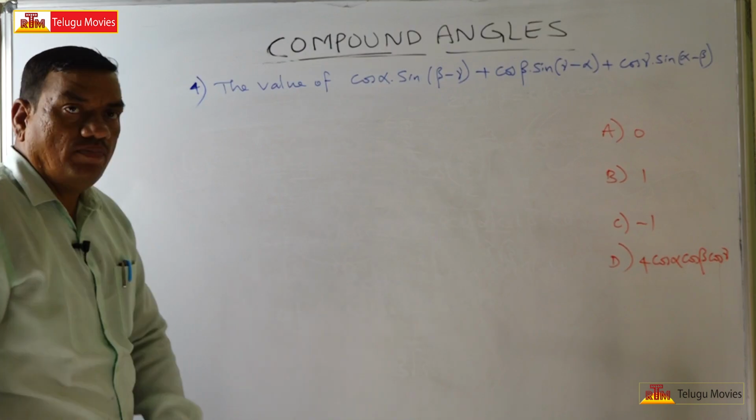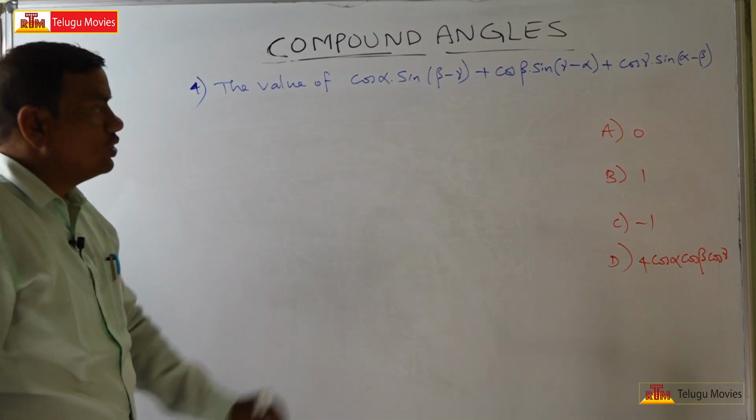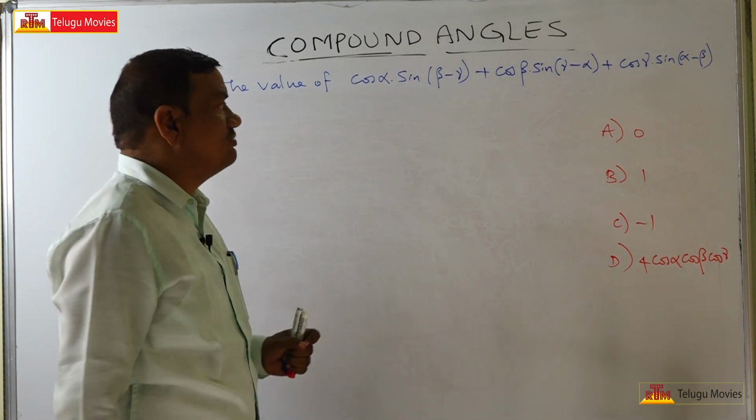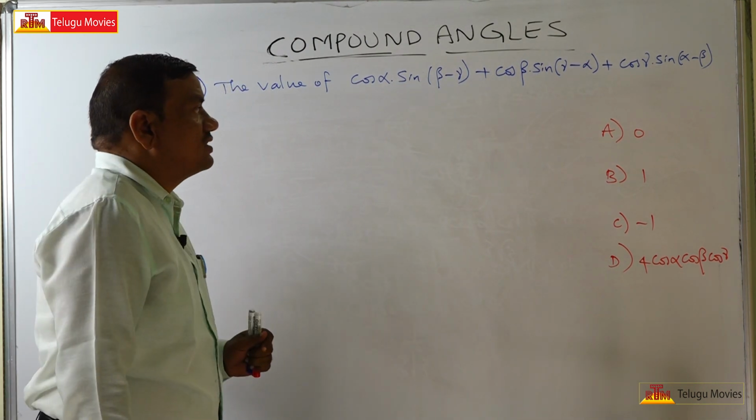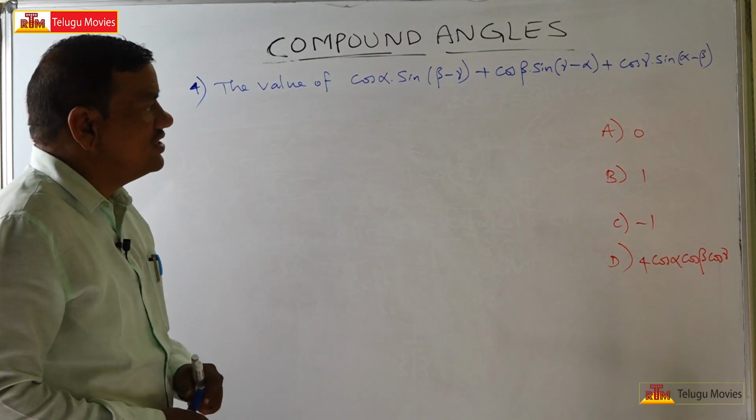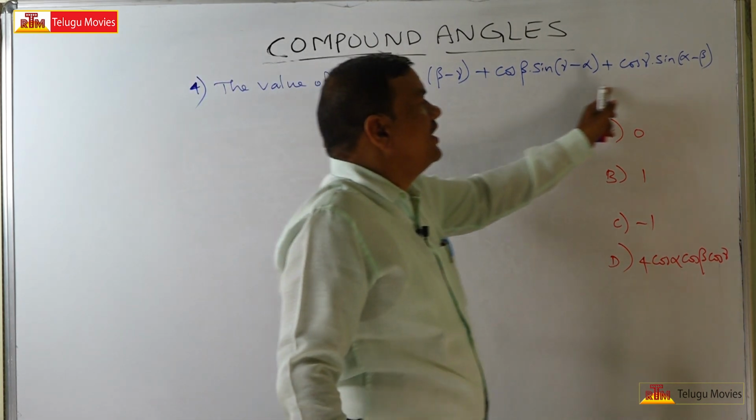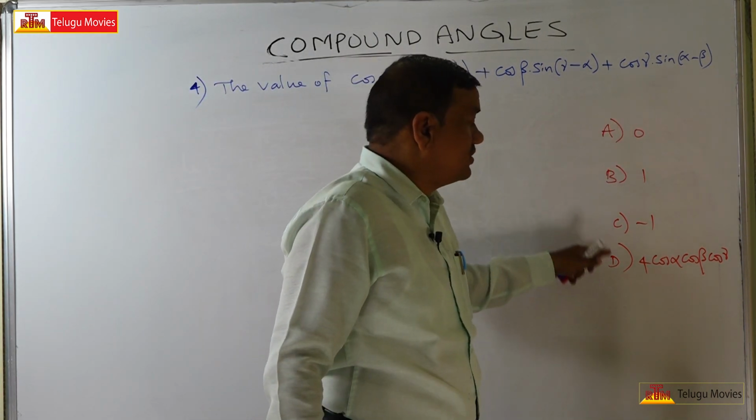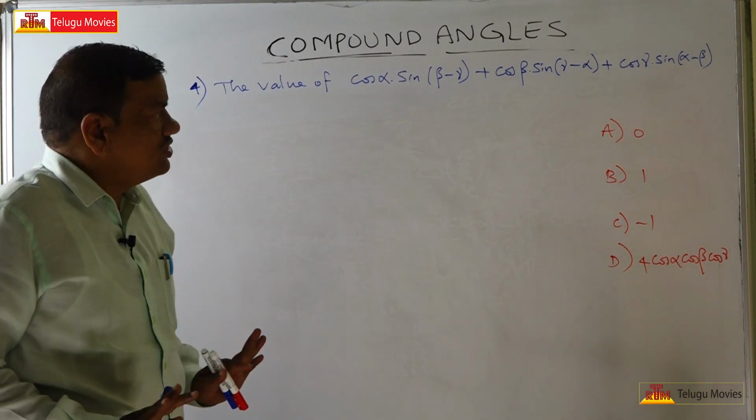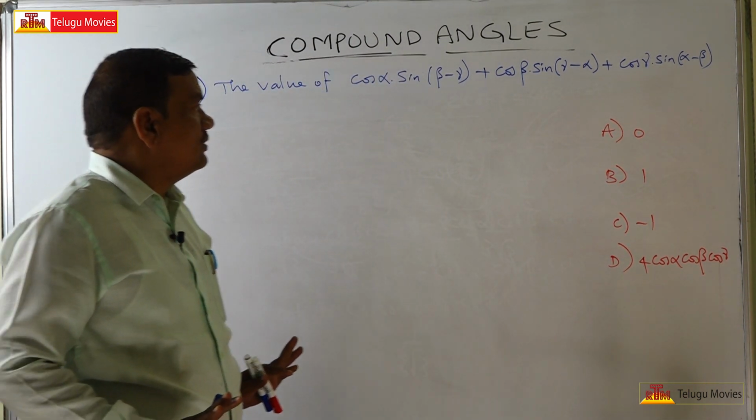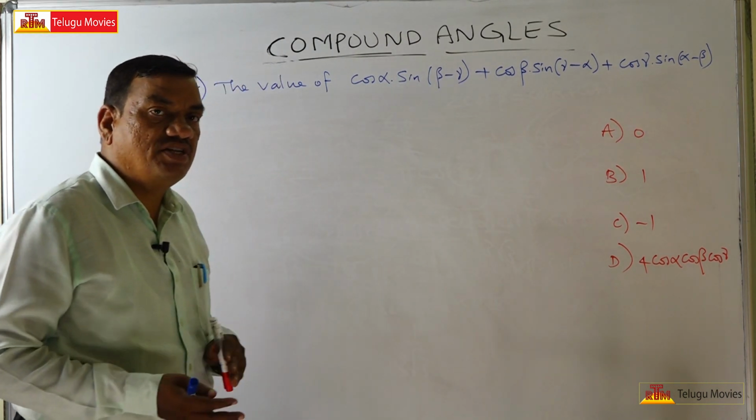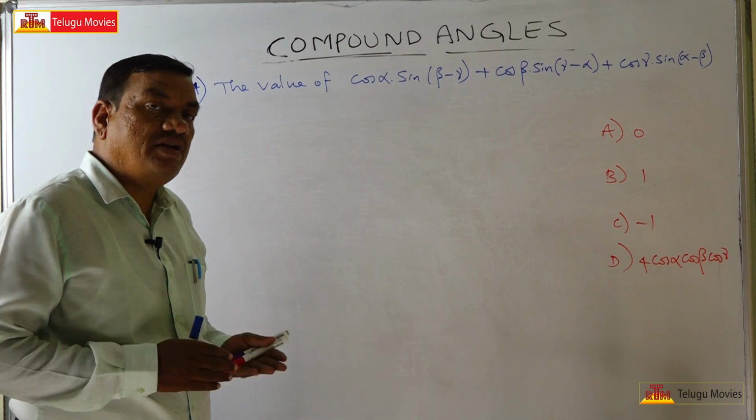Welcome to the fourth problem. The problem is given: the value of cos alpha into sin of beta minus gamma plus cos beta into sin of gamma minus alpha plus cos gamma into sin of alpha minus beta. Then what is the value? Is this whole thing equal to 0, 1, minus 1, or 4 cos alpha cos beta cos gamma? Generally the students will start by expanding sin of beta minus gamma, that means sin of A minus B, sin A cos B minus cos A sin B.